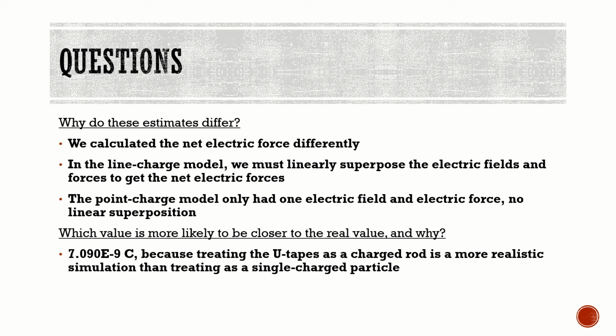The quick and easy answer is we calculated the net electric forces differently. In the line charge model, we had multiple electric forces and electric fields, so we had to linearly superpose these electric fields, sum up these electric fields and forces to get the net electric force. But in the point charge model, when we only had a single point charge, we only had one external electric field and electric force. So no superposition.